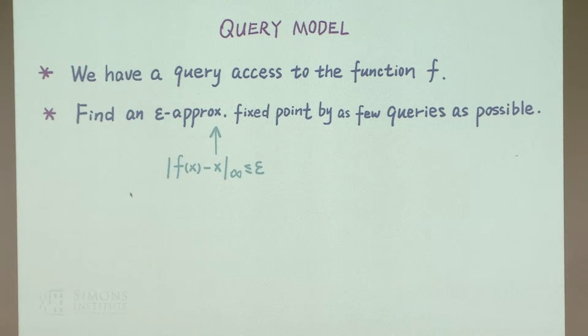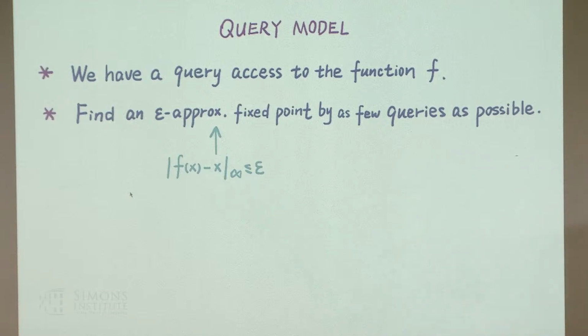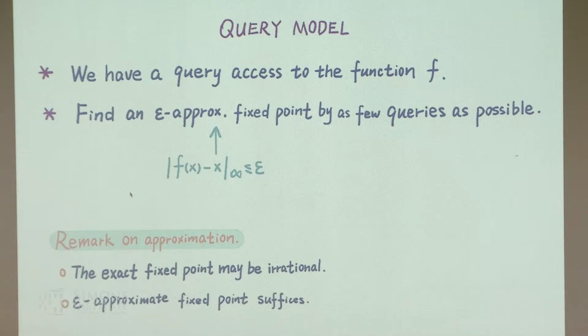So we are interested in the complexity of computing such a fixed point. Here we are in the query model, where we have query access to the function f, which just means I give you a point x, and the oracle will tell you what f(x) is. Then we want to find an epsilon approximate fixed point with as few queries as possible. Here, epsilon approximate just means a point x such that the infinity norm of f(x) minus x is at most epsilon. So 2 remarks on the approximation.